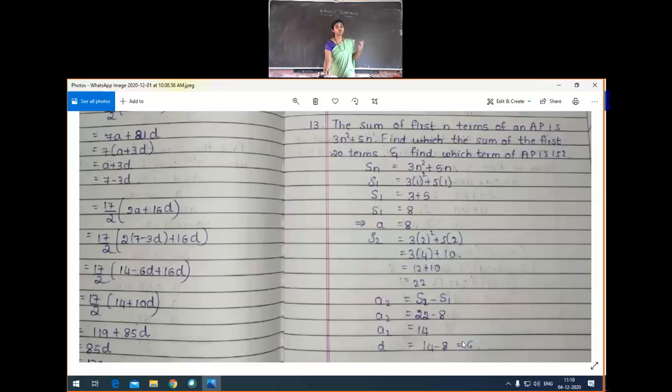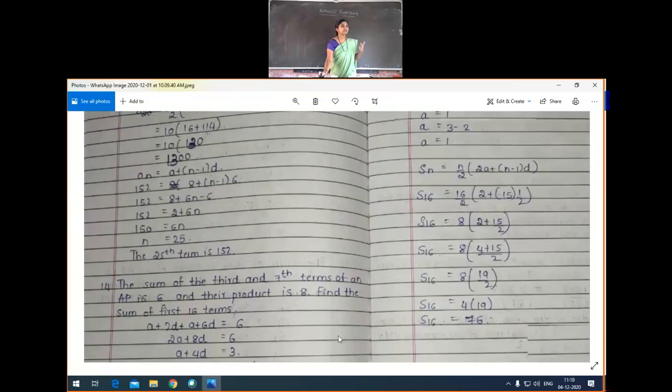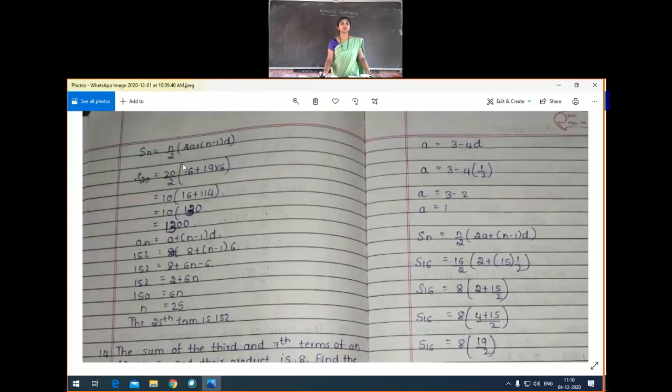Okay. Now you got A value, D value. What we have to find out? Sum of first 20 terms we have to find. So that we have to use with the Sn formula. So now Sn is equal to n by 2 into 2a plus n minus 1 into d. Yes, 20 we have to find.